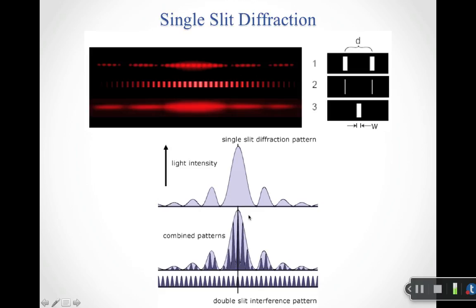And so this is what you see in terms of the interference: this single slit envelope on top of your double slit interference pattern.